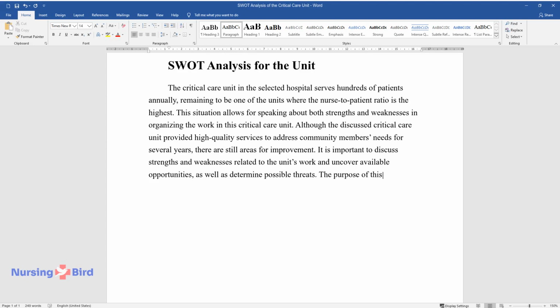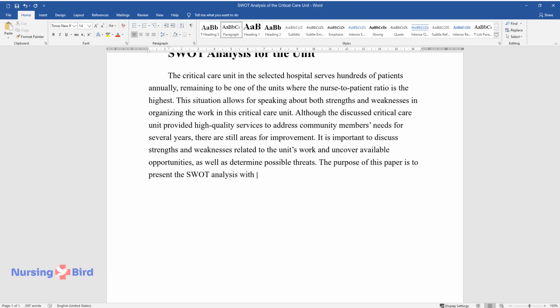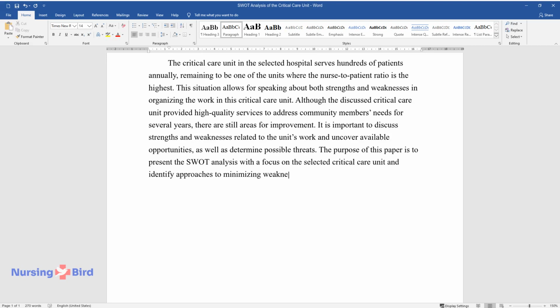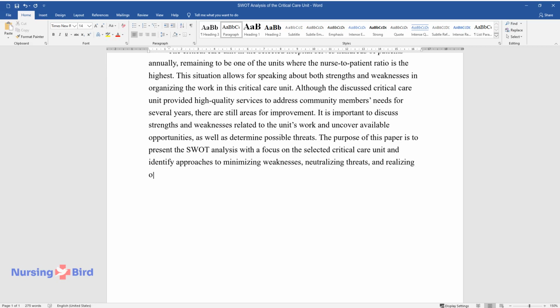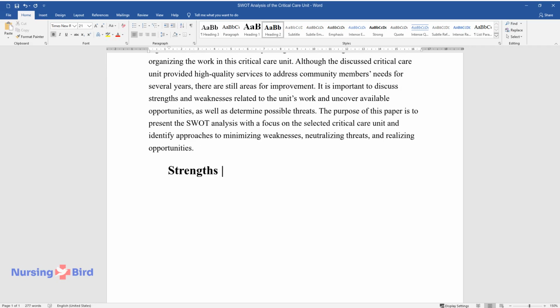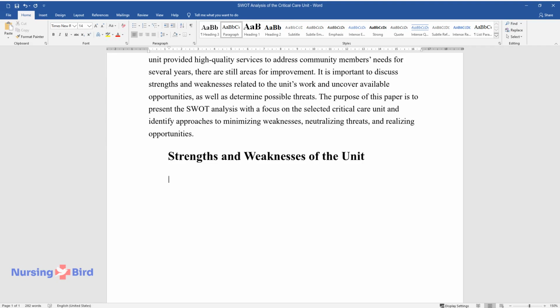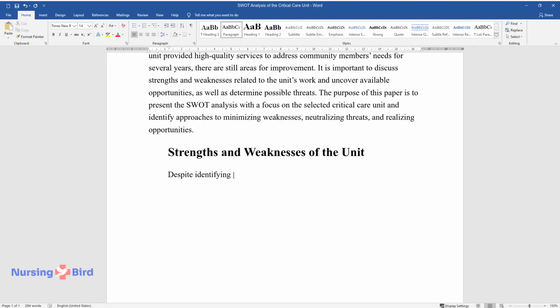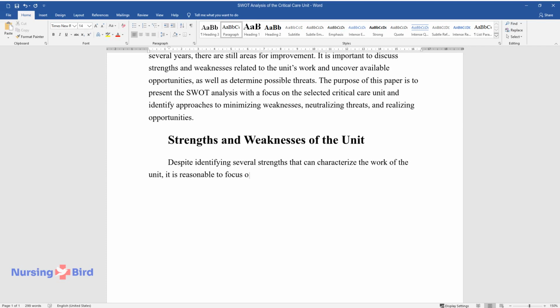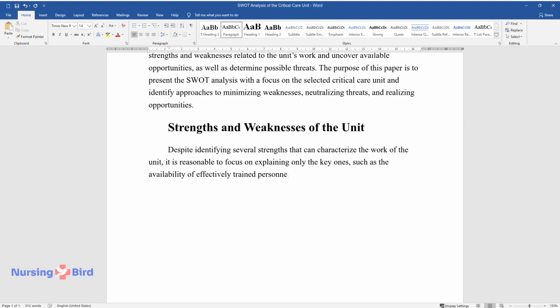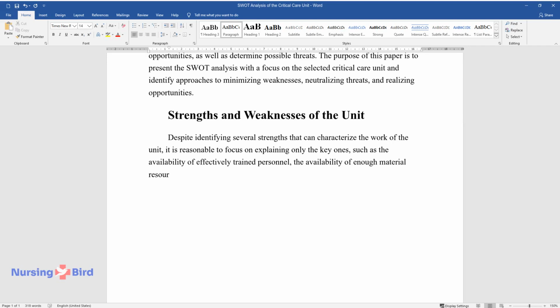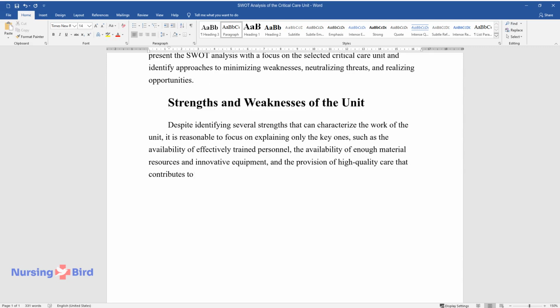The purpose of this paper is to present the SWOT analysis with a focus on the selected critical care unit and identify approaches to minimizing weaknesses, neutralizing threats, and realizing opportunities. Strengths and weaknesses of the unit. Despite identifying several strengths that can characterize the work of the unit, it is reasonable to focus on explaining only the key ones, such as the availability of effectively trained personnel, the availability of enough material resources and innovative equipment, and the provision of high-quality care that contributes to reducing mortality rates.